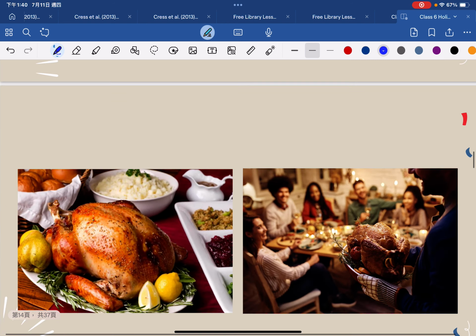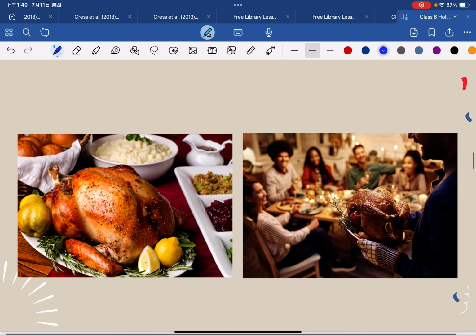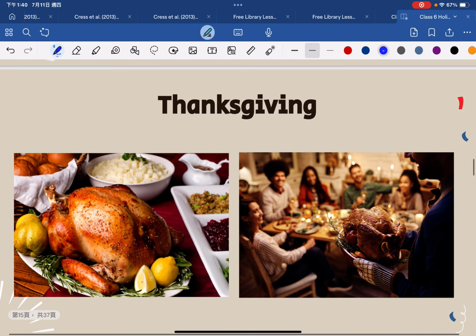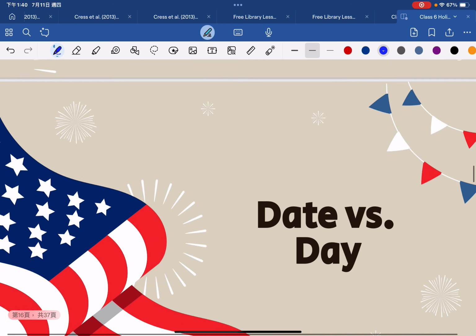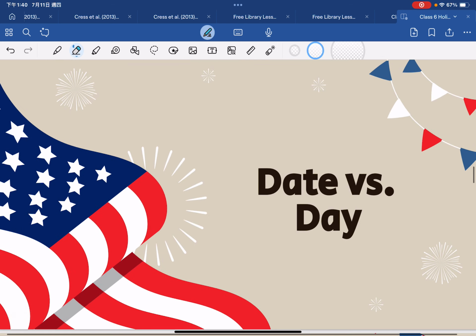Here, we have the same turkey, and we have a group of people on the right. This is Thanksgiving, so people will have turkey and gather with their family together. Okay. So we went through some famous holidays.